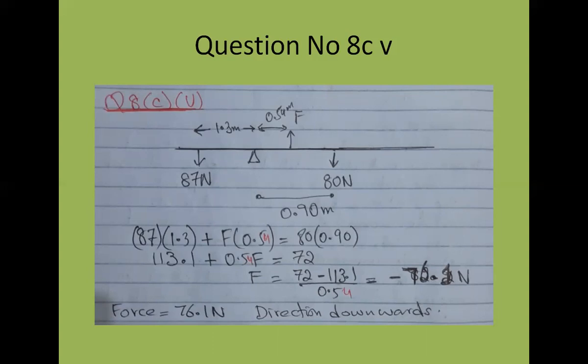But what does the negative sign mean? Negative means that the direction which we have supposed, which was upward, the actual force is not in that direction. Negative means this. So the F will be in the downward direction. The F will be 76.1 Newton and its direction will be downward. This direction thing is a little new and a little tricky. I hope you understand.